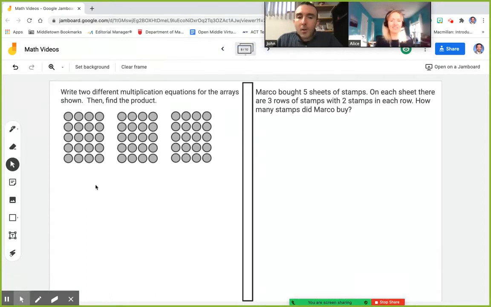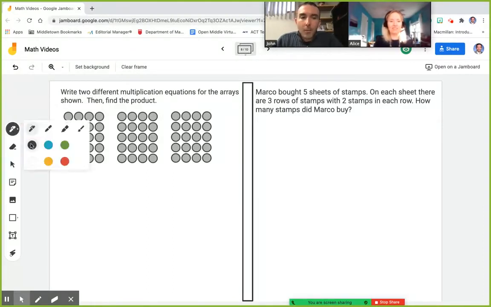Associative property can also help us find different multiplication equations. So in the example on the left, we have a couple of arrays, and we would like to write out 2 different multiplication equations for the array shown and then find the product.